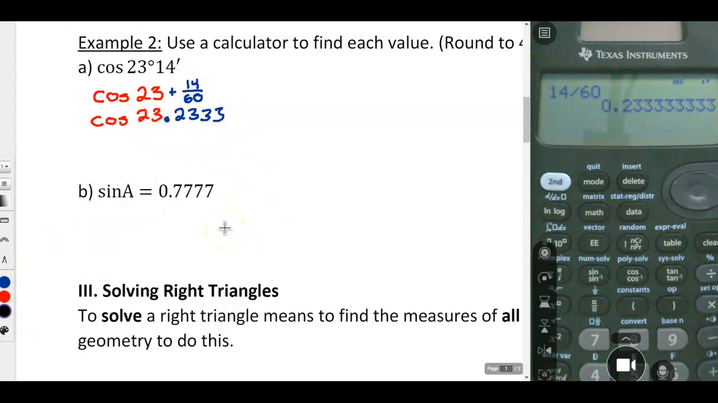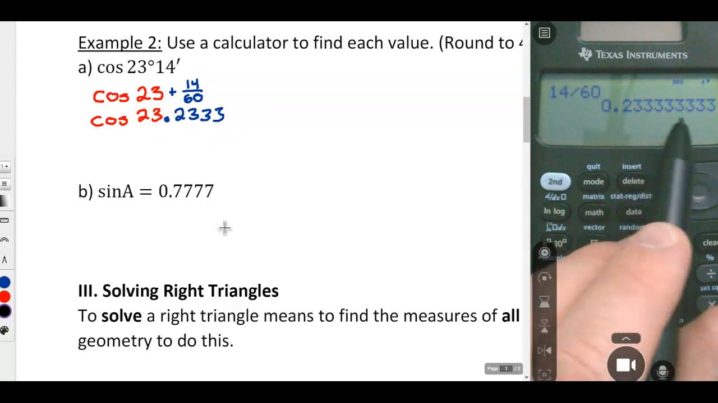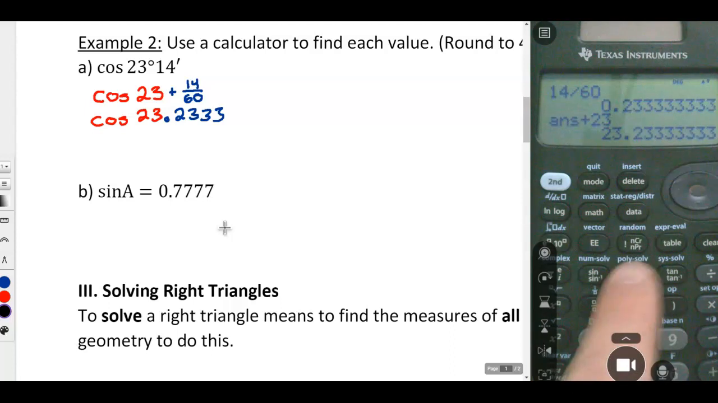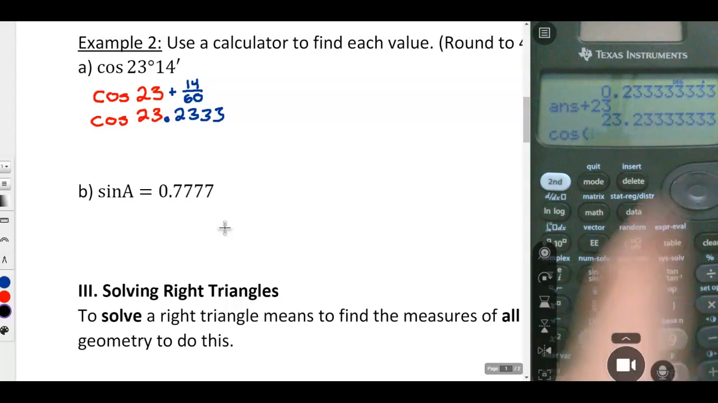Now, there are some shortcuts for doing this. You can see I already have 0.2333 on my calculator. So what I'm going to do is just say plus 23. And then on some calculators, you can just hit cosine, and it'll give you the cosine. Other calculators, you'd have to retype it. So it just depends on your calculator and how it works. But you can hit cosine.